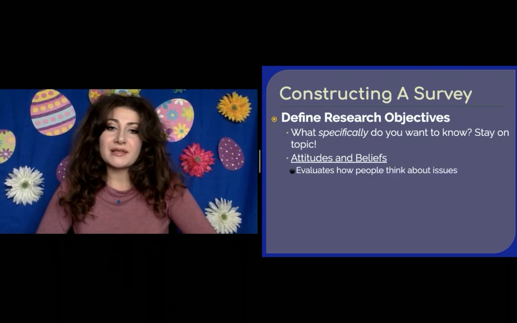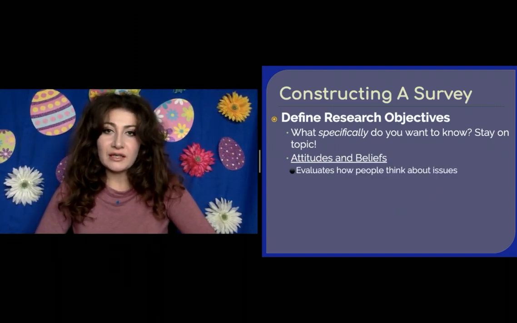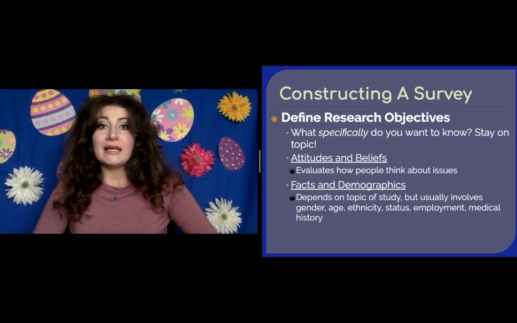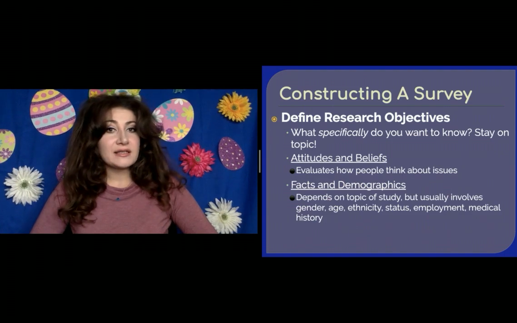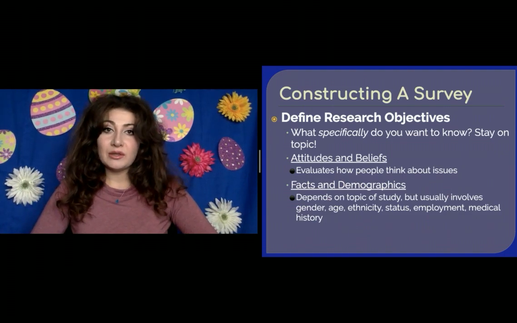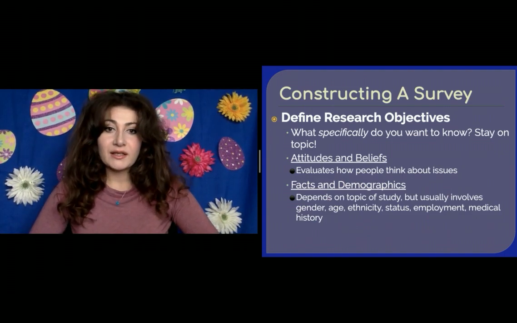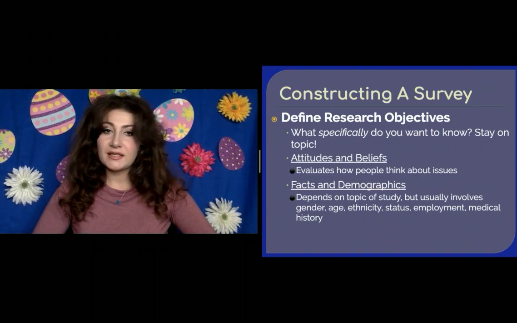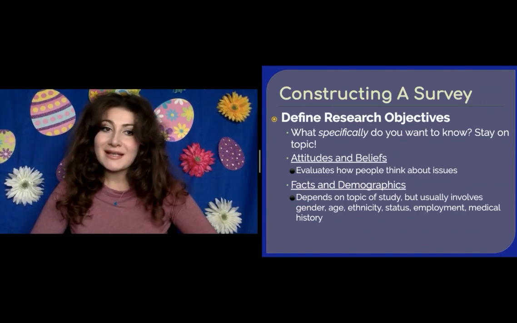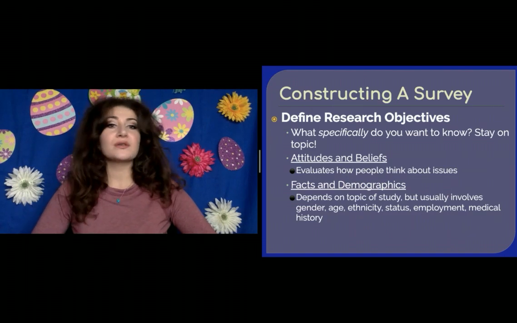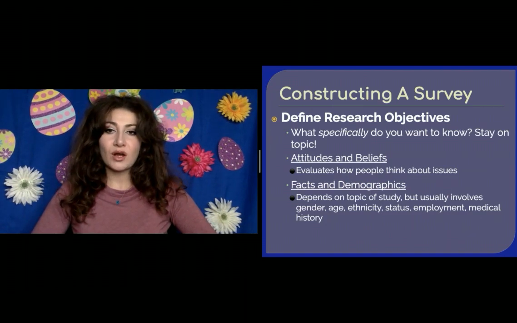If you're talking about people's attitudes and beliefs, you're generally interested in evaluating how people think about issues. If you're collecting information on facts and demographics, then you typically want to collect information on their gender, age, ethnicity, socioeconomic status, employment, medical history, so on and so forth. It really depends on how much of this information is going to be helpful for you in creating the results of your study.